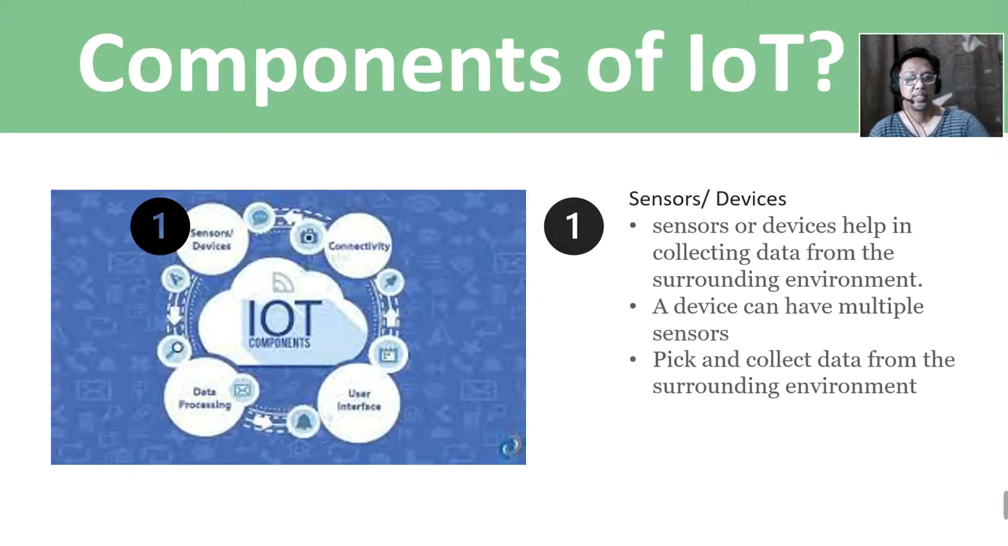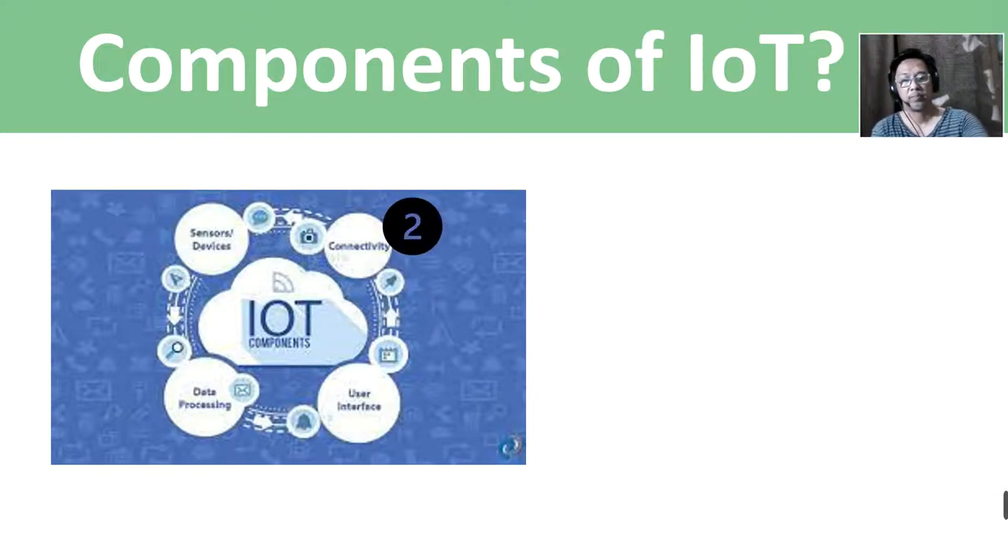So, the first one is the sensor, the sensors or the devices. Sensors or devices help in collecting data from the surrounding environment. A device can have multiple sensors to pick up and collect data from the surrounding environment. Basically, these could be infrared, a weight sensor, or a heat sensor. These are the sensors, so these are the devices of your IoT.